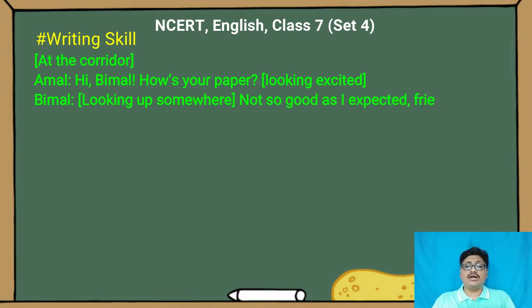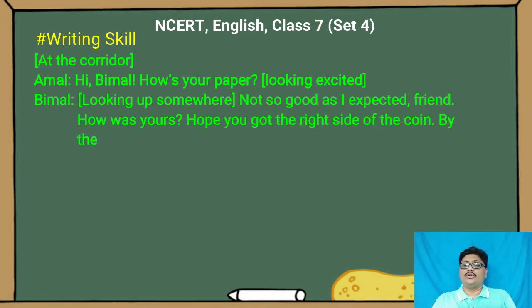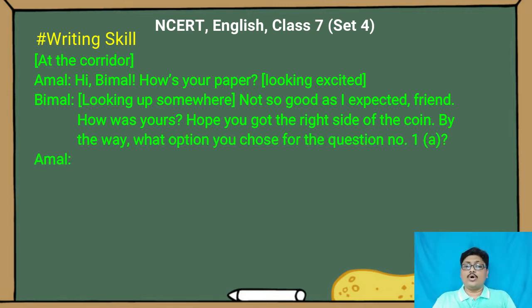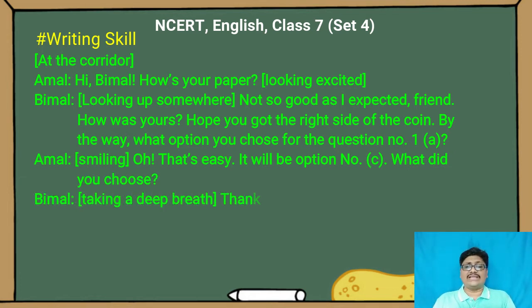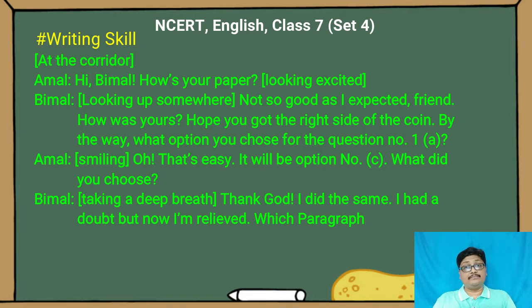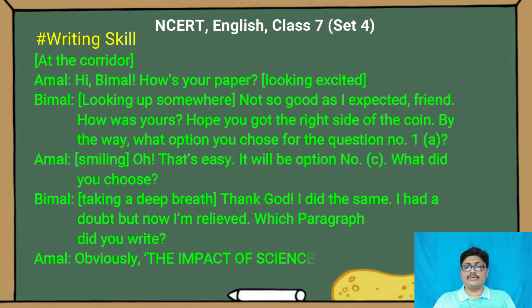Amol: Hi Bimal, how's your paper? Looking excited. Bimal, looking up somewhere: Not so good as I expected. Friend, how was yours? Hope you got the right side of the coin. By the way, what option did you choose from question number 1A? Amol, smiling: Oh, that's easy. It will be option number C. What did you choose? Bimal, taking a deep breath: Thank God, I did the same. I had a doubt, but now I'm relieved.